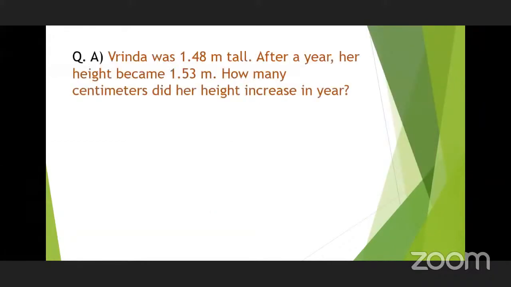Okay, now see one word problem. Who will read it? I can read. Vrinda was 1.48 meter tall. After a year, her height became 1.53 meter. How many centimeters did her height increase in a year?